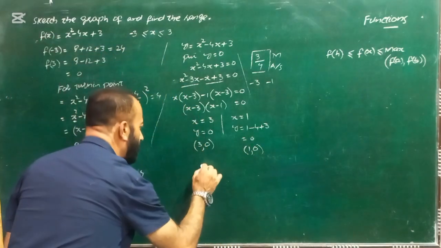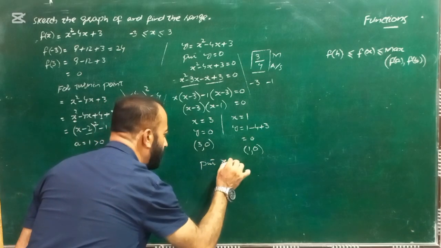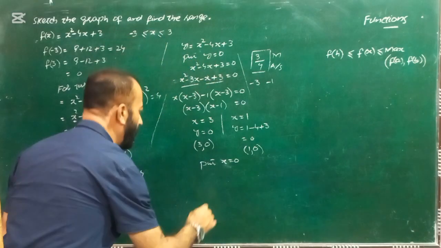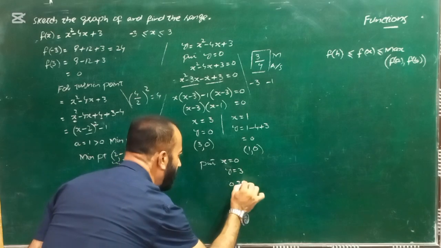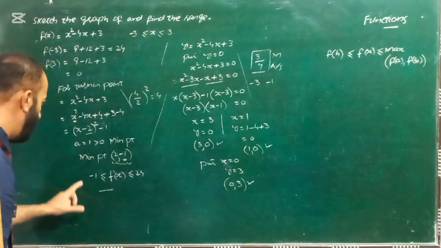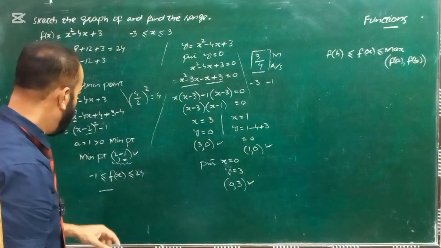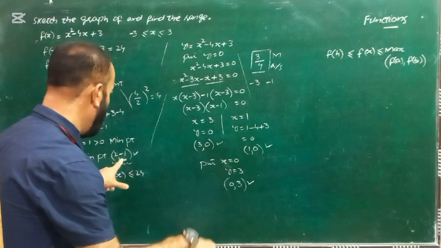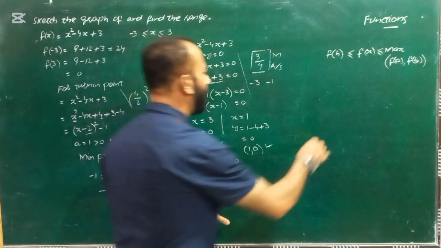Now on the y-axis, put x is equal to 0 now. So this will be 0, this will be 0, so y is equal to 3. So the point is 0, 3. So these are the points, 1, 2, 3, and the turning point. These will help us in sketching. So look now, this is the turning point 2, minus 1. Okay, 3, 0, 1, 0 and 0, 3.